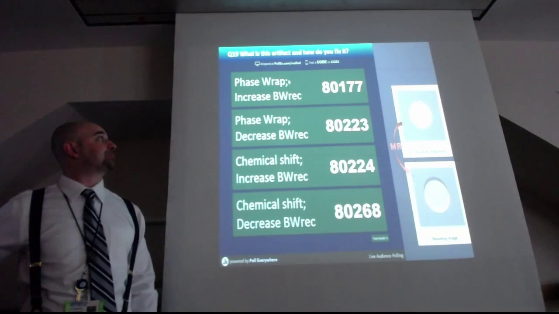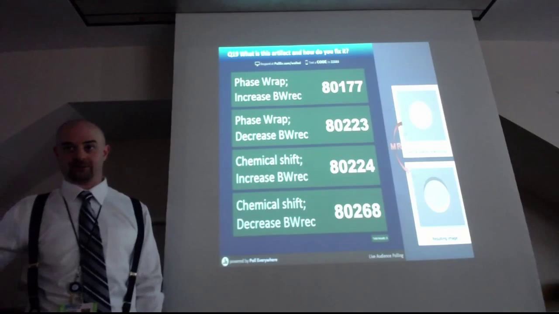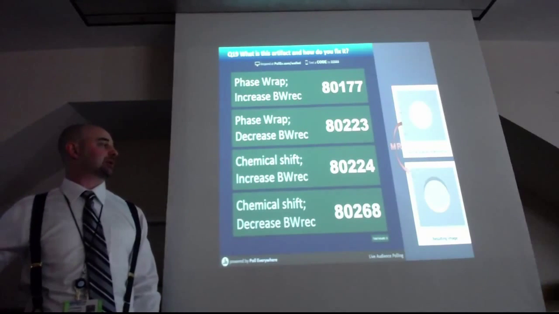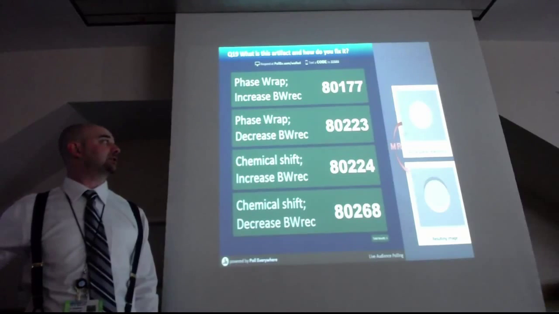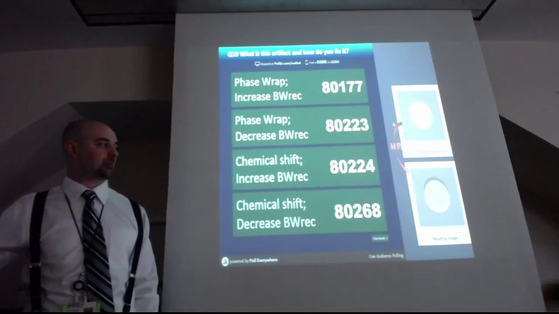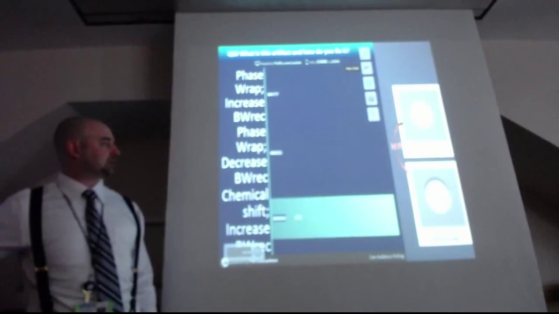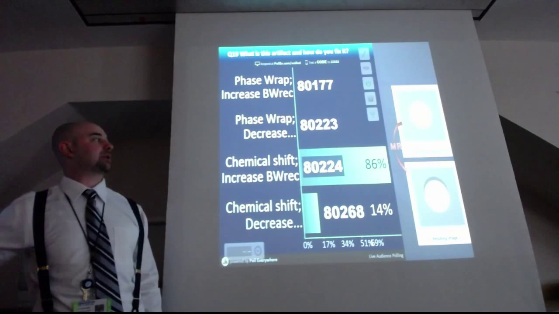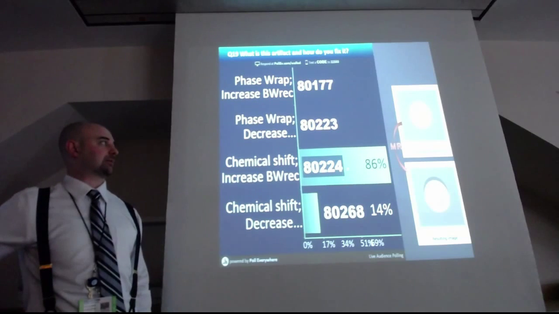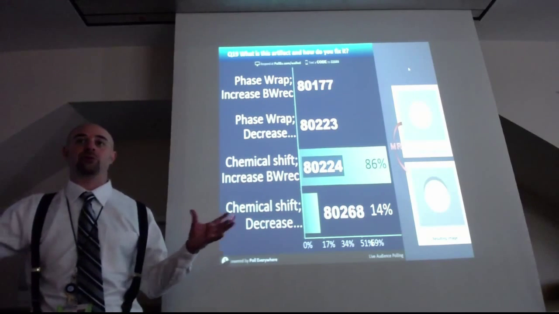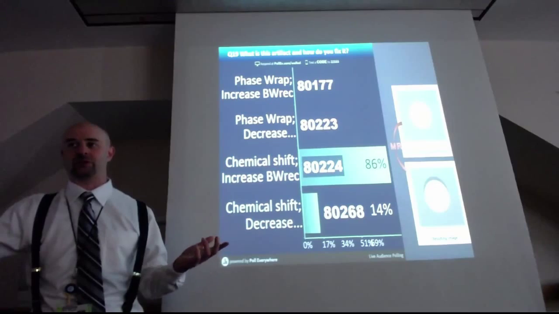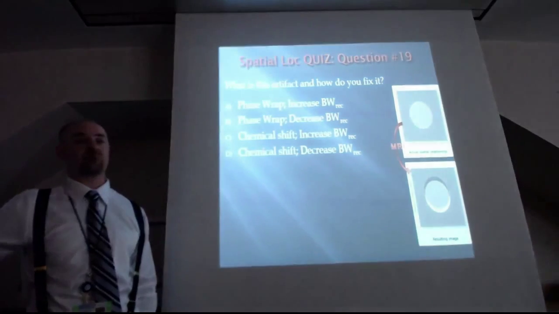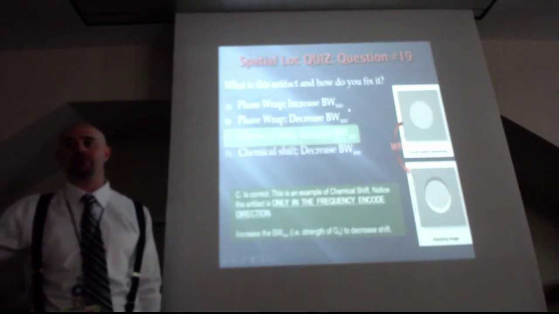Okay. What is this artifact? And how do you fix it? Phase wrap or chemical shift? And do you increase or decrease receiver bandwidth? Yes, in fact, it is chemical shift, and you increase receiver bandwidth. Very good, in order to get rid of it. Increasing receiver bandwidth will increase the amount of bandwidth you have per pixel, which will decrease the relative misregistration caused by fat protons precessing at 220 hertz, to less than 1 pixel.